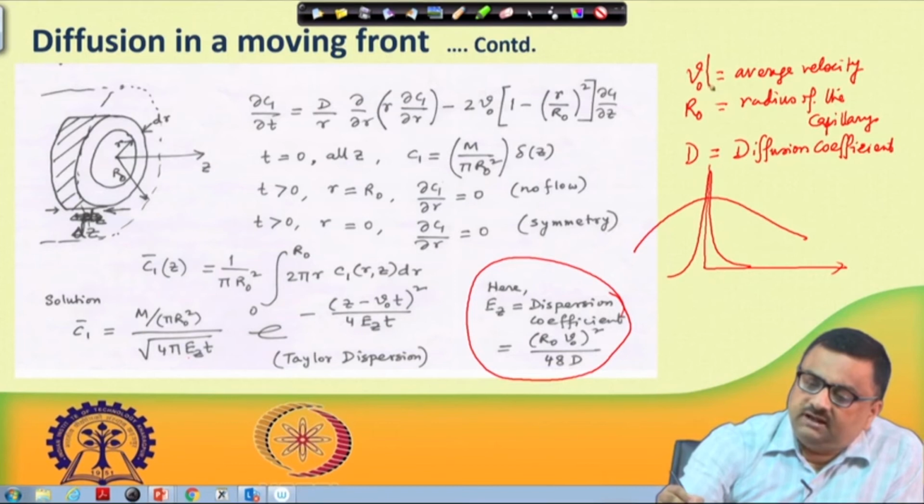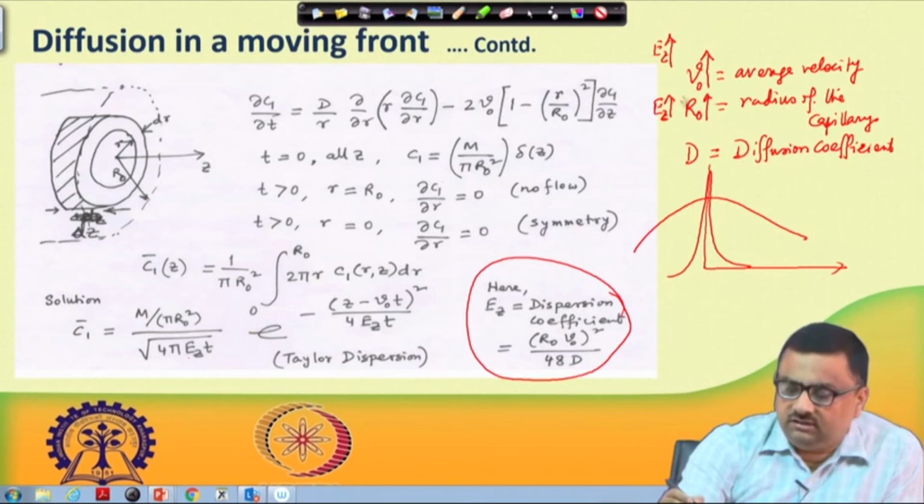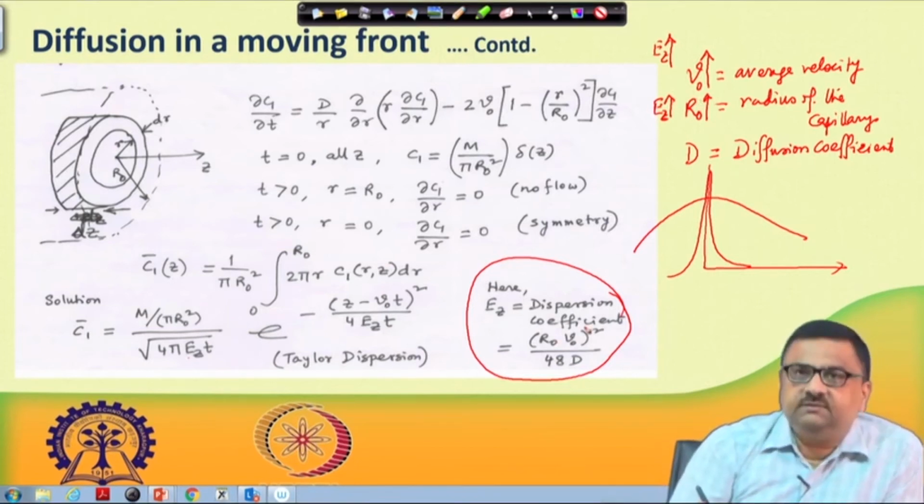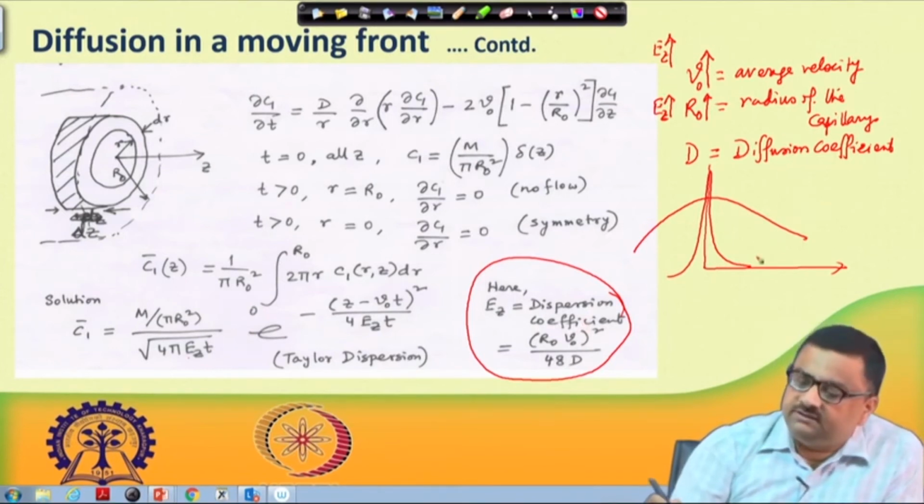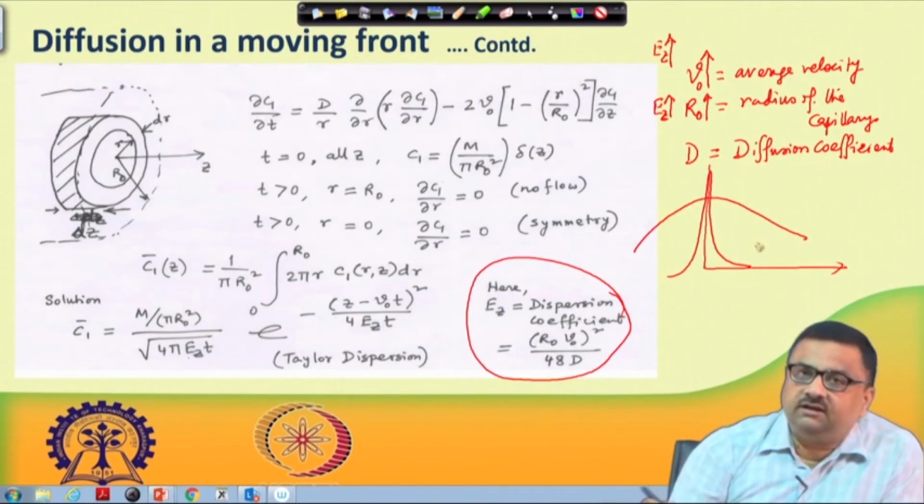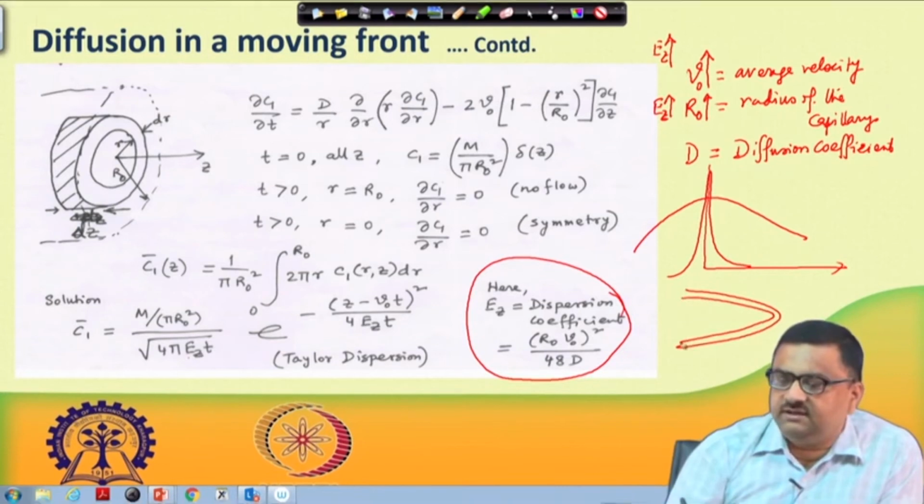When the velocity is higher, the Ez will be higher. And when R naught is higher, the Ez will be higher. So that means when we are working with a higher velocity, we expect this dispersion coefficient to be higher. That means the spreading would be higher. So when you subject this Dirac function to a parabolic velocity profile, now we have enhanced diffusion taking place, because now this pulse has been stretched like this.